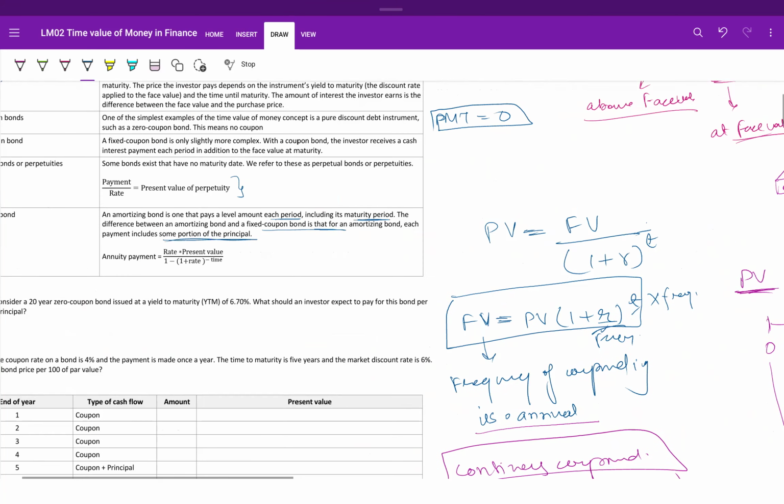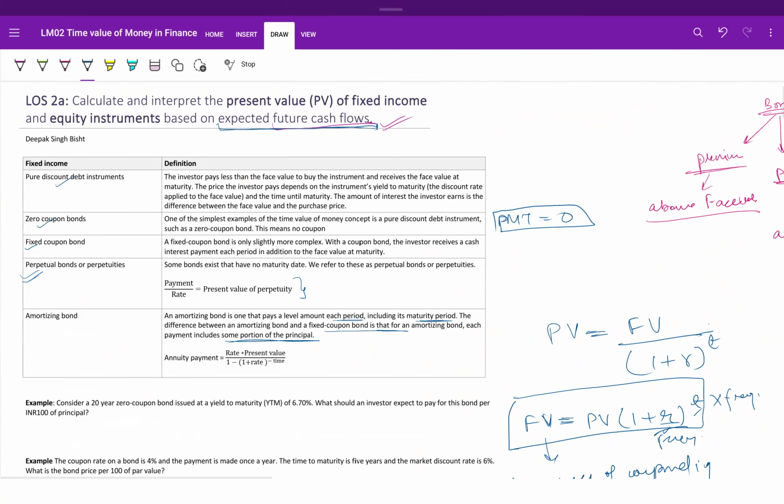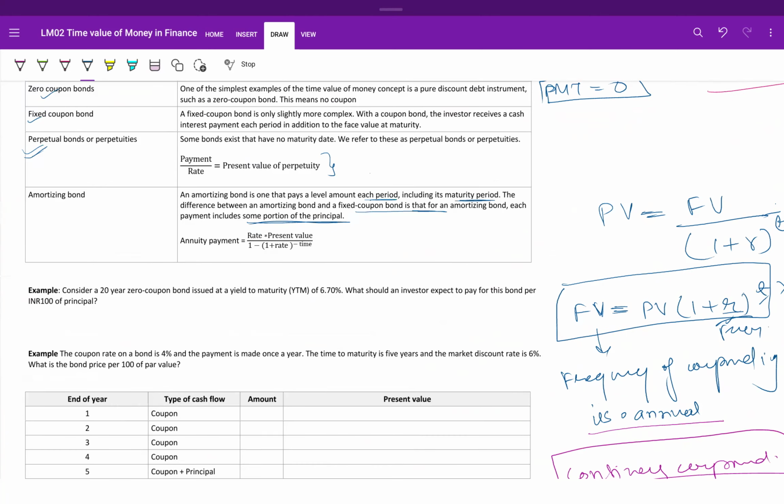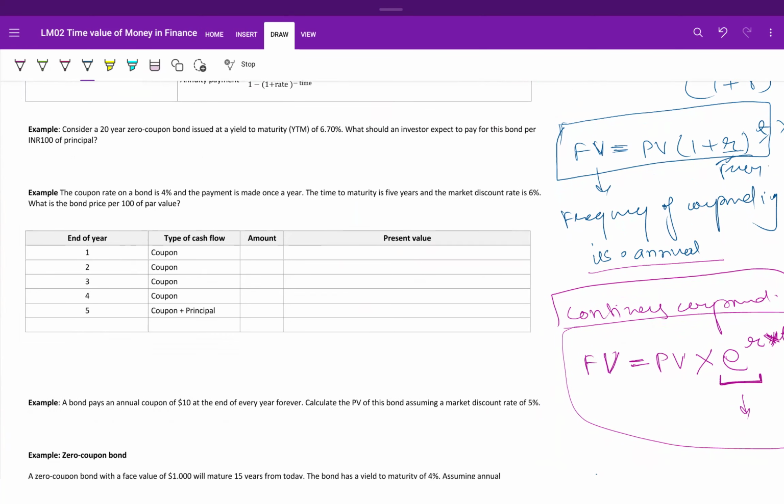I hope from this example you have recalled what you learned in your elementary education, and you have understood what I am trying to deliver here. Okay, so let's do one question. Let's say there is a zero coupon bond issued at a yield to maturity of 6.7%. What would the investor be willing to pay for this bond?